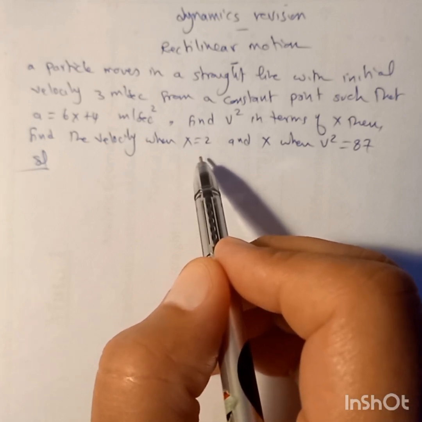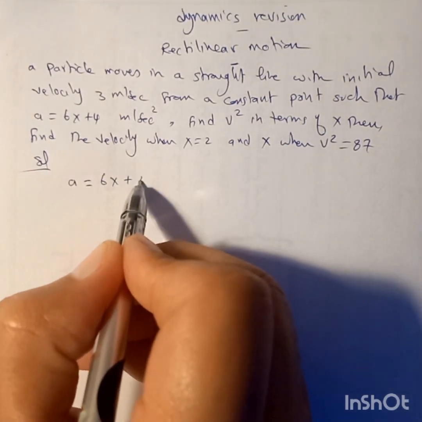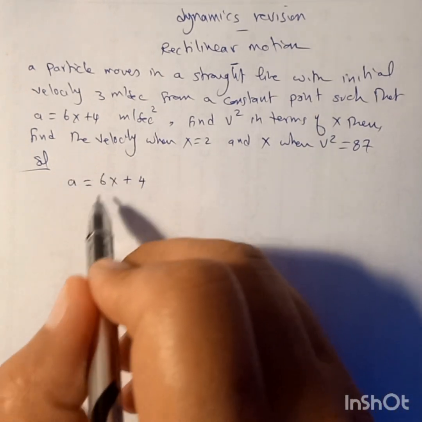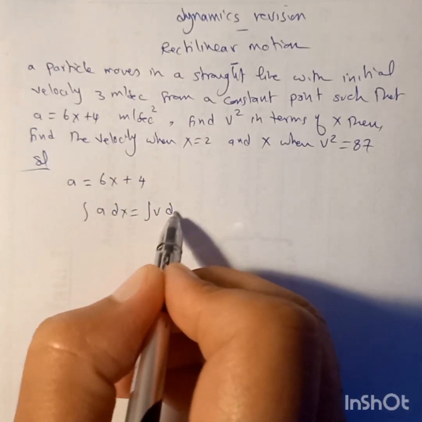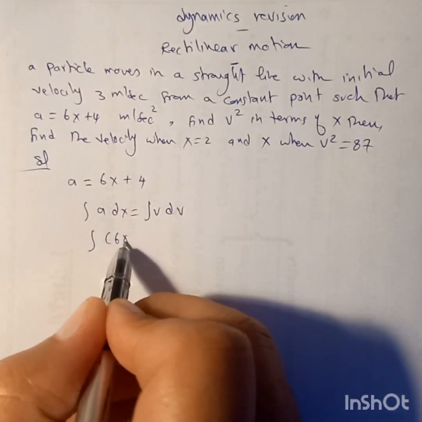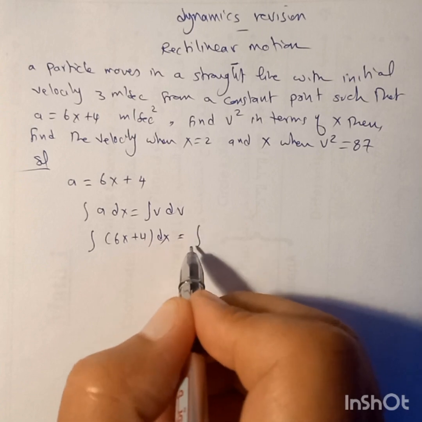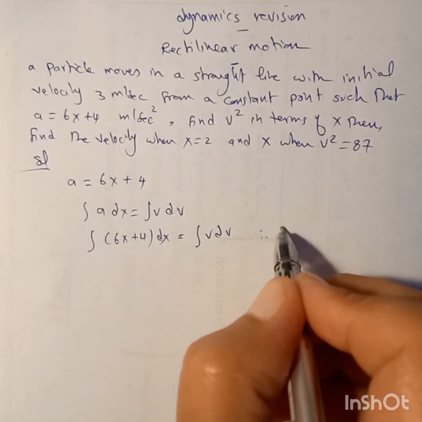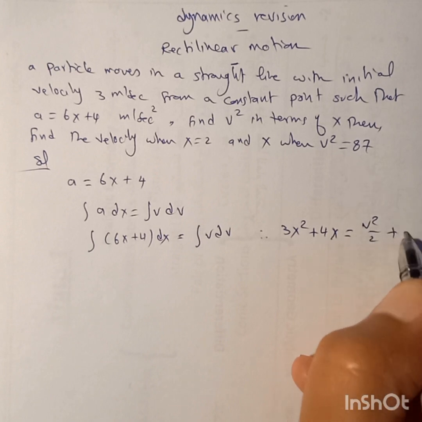squared equals 87. Here we have acceleration as a function of x, 6x plus 4, a variable depending on x. Then we use the integral of a dx equals the integral of v dv. The integral of 6x plus 4 dx, as acceleration is a function of x, equals the integral of v dv. Then we have 3x squared plus 4x equals v squared over 2 plus a constant.